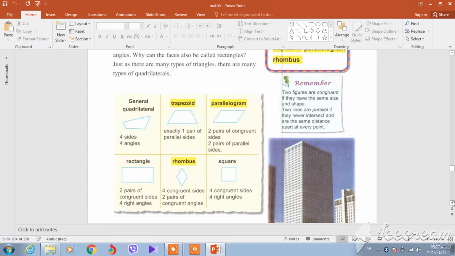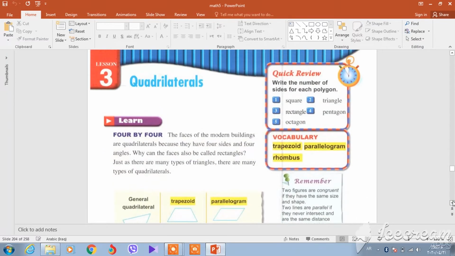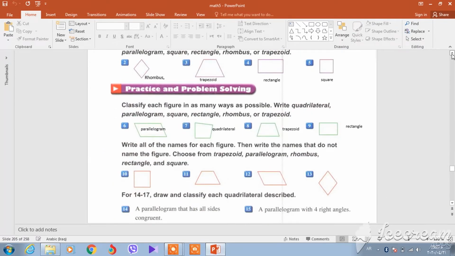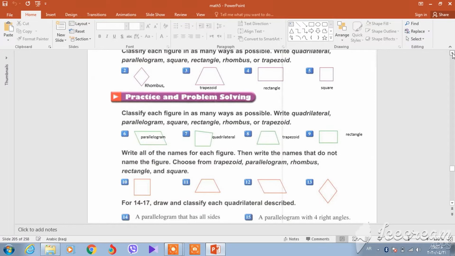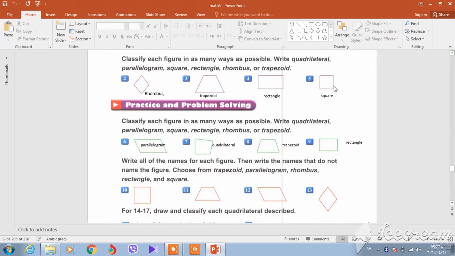If we solve the practices now, open page 197. Look student, we have practice 2. Classify each figure in as many ways as possible. Write quadrilateral, parallelogram, square, rectangle, rhombus or trapezoid.